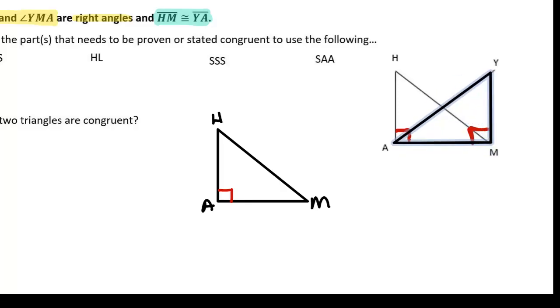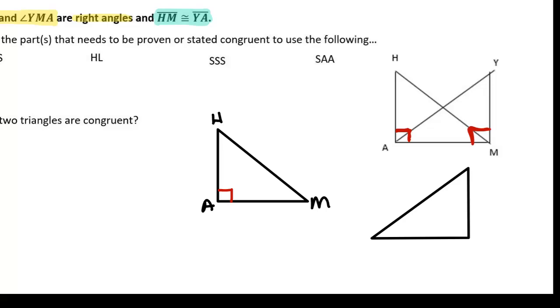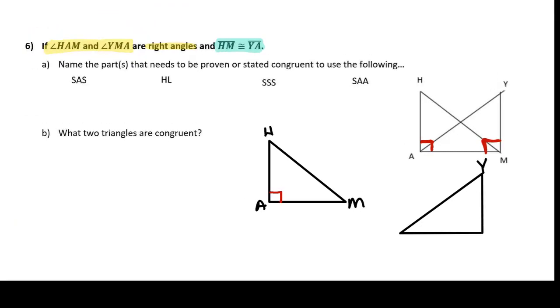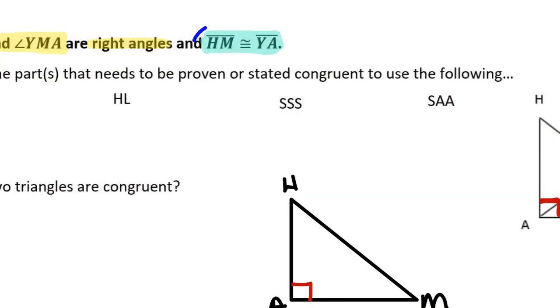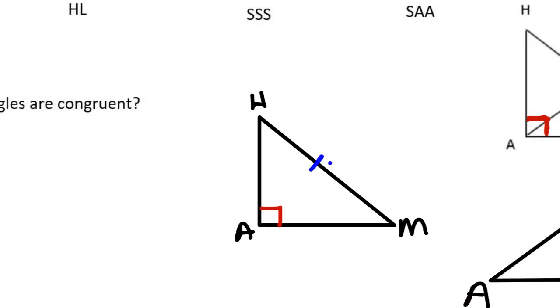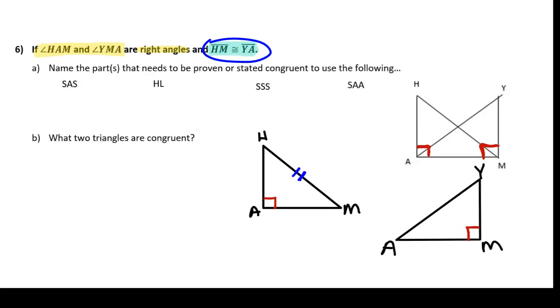Let's do the other triangle. Here we go. This is YMA. And we have a right angle in the corner. So I'm redrawing them so that they're not on top of each other anymore. That's going to make it easier for me to mark this because these pieces were overlapping on that original picture. So we have that HM and YA are congruent.